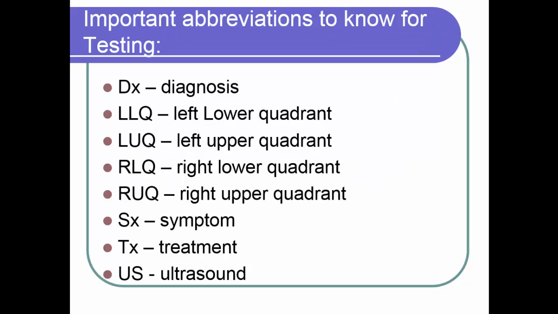At the end of each chapter, from chapter 4 on through the end of the textbook, you will also see that there are abbreviations listed. I will give you the abbreviations that you are required to know. If they are not listed in the PowerPoint presentation, you are not required to know them for testing. So the important abbreviations for this chapter are DX for diagnosis, LLQ left lower quadrant, LUQ left upper quadrant, RLQ right lower quadrant, RUQ right upper quadrant. SX means symptom, TX treatment, and US ultrasound.